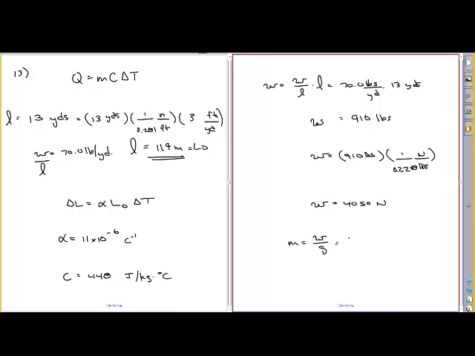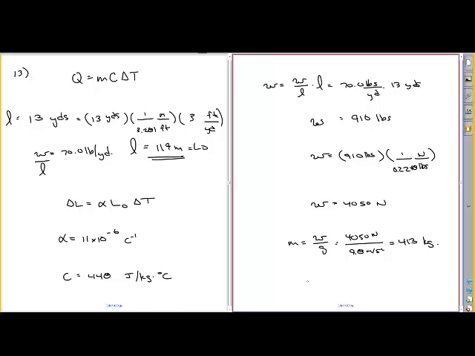The mass is equal to the weight divided by the acceleration due to gravity. So we get 4050 divided by 9.8 meters per second squared. So we divide by 9.8, and that gives us 413 kilograms.